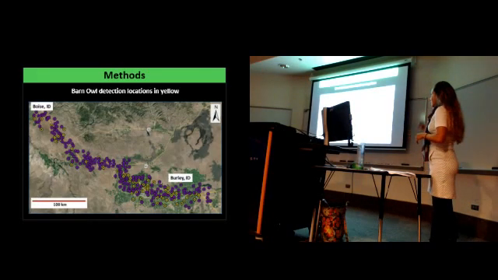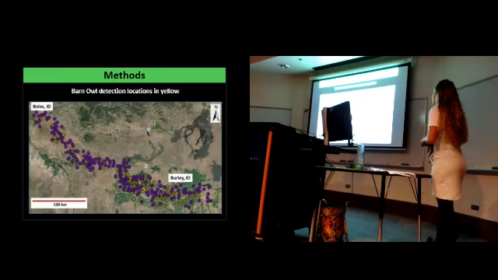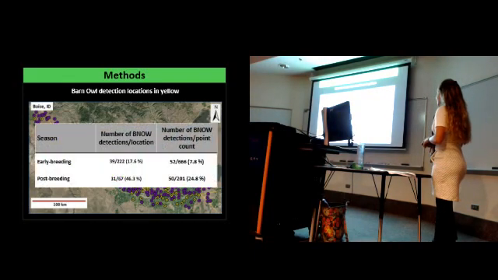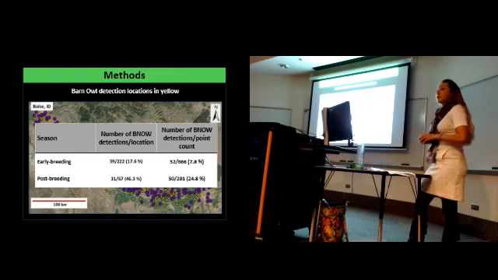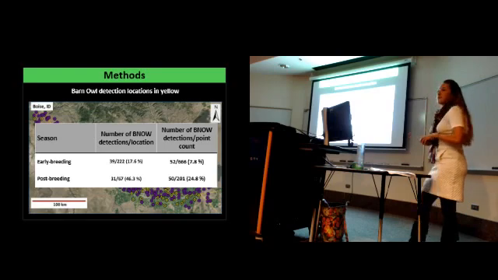This map shows all of the locations where barn owls were detected in yellow across both survey seasons. In more detail, during the early breeding season, I detected barn owls at 39 of 222 locations, and during 52 of 666 point counts. During the post-breeding season, I detected barn owls during 31 of 67 locations, and during 50 of 201 point counts.